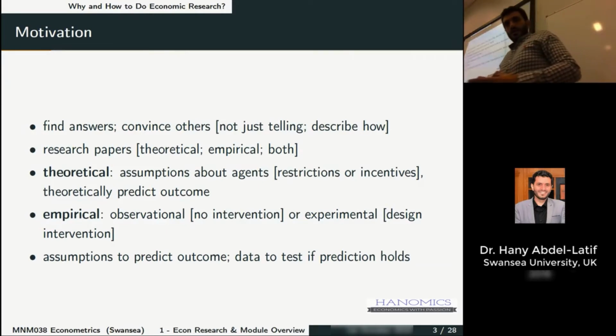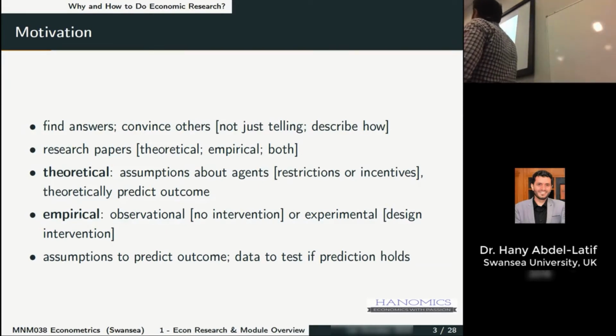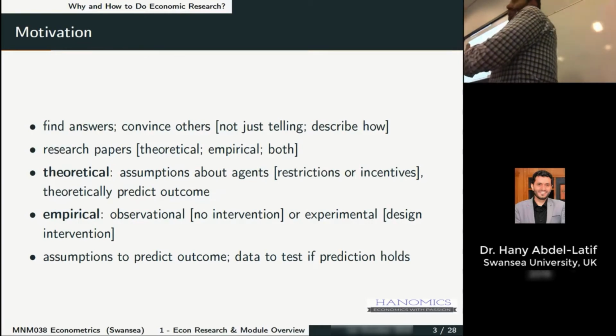Okay, so to write a research paper, you can write a theoretical research paper where you study the incentives or constraints that face your economic agents. When I talk about agents, it could be a firm, it could be individuals, households, countries, etc. So your subject. And based on that, you can expect their behavior in certain situations.